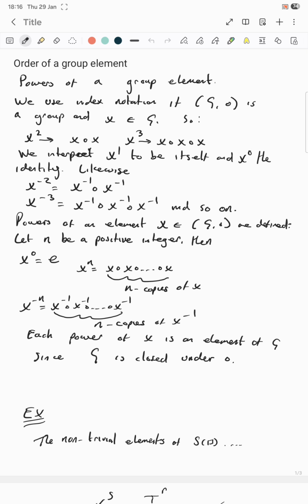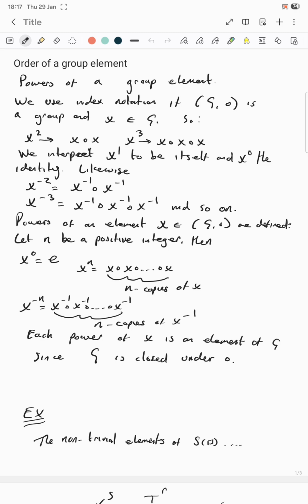Likewise, x to the negative 2 equals x to the negative 1 composed x to the negative 1, and so on. Now, powers of an element x contained in G under composition are defined. Let n be a positive integer, then x^0 equals our identity. x^n equals x composed x, and so on, composed x, with n copies of x. Now x to the negative n is n copies of x to the negative 1 composed together. So each power of x is an element of G, since G is closed under composition.